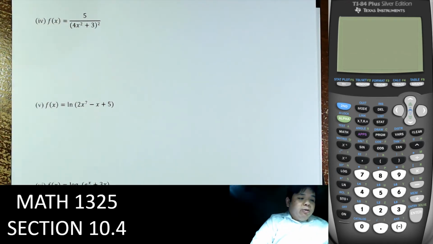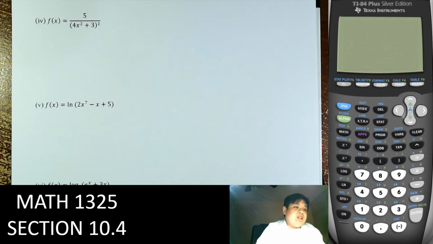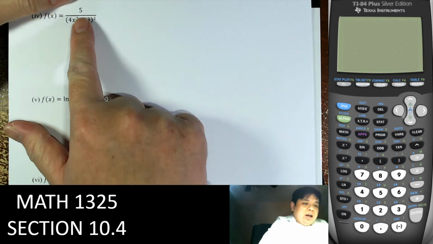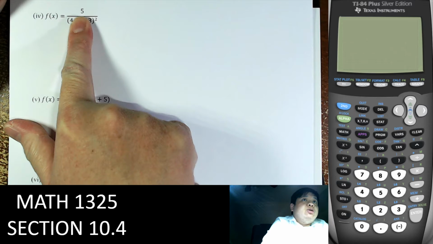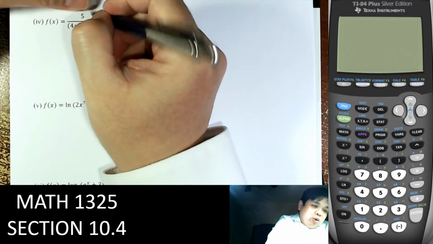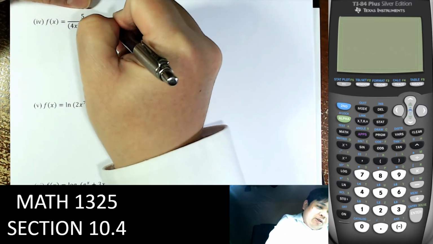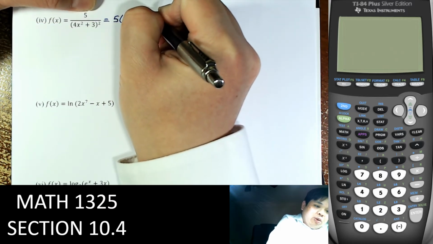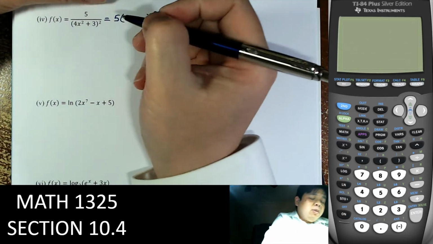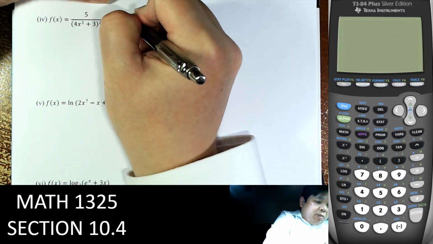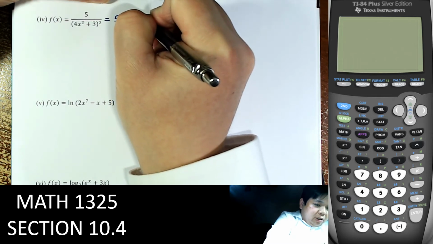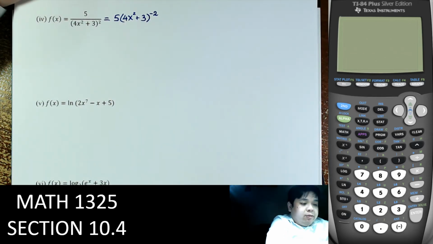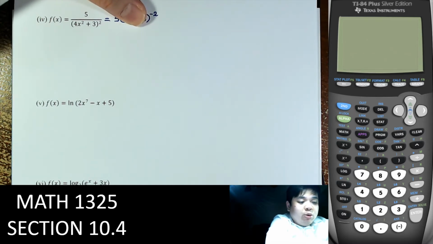Now we have 5 over (4x squared plus 3) squared. Of course, the parentheses is 4x squared plus 3. That's obvious. But if we take the derivative of that, it is easier to rewrite this as a power, so we can use the power rule. We say 5, the parentheses at the bottom squared becomes to the negative 2 if we move it to the top, and inside the parentheses is 4x squared plus 3. Let's move that from bottom to top and change the exponent from 2 to negative 2. Now we have the power rule.